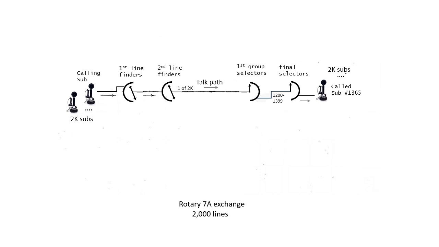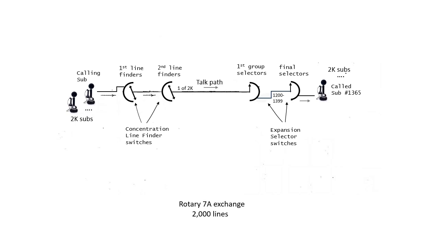First, notice the concentration stage made up of the line finders. For this example, the switches find one off-hook subscriber from a pool of 2,000. The expansion stage is made of selector switches, and it enables one subscriber to reach any of 2,000 endpoint telephones. Let's see how this works.